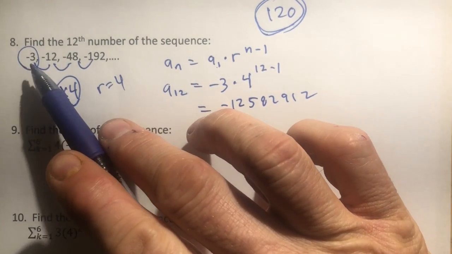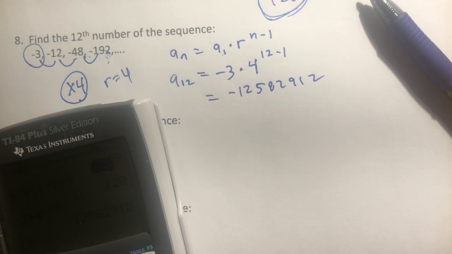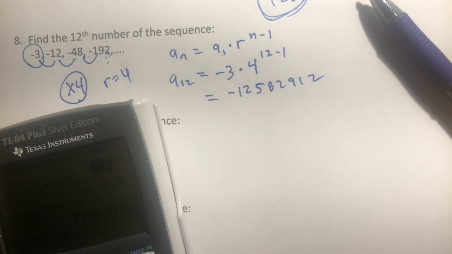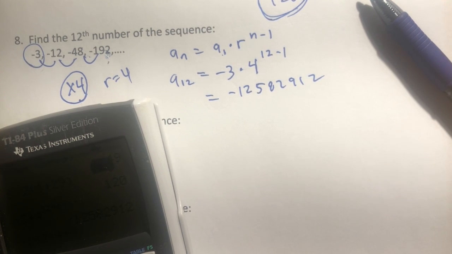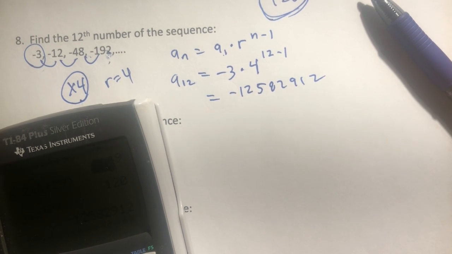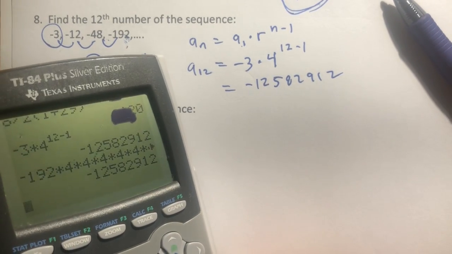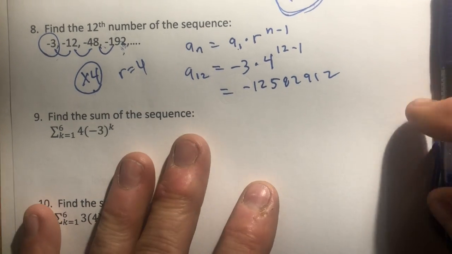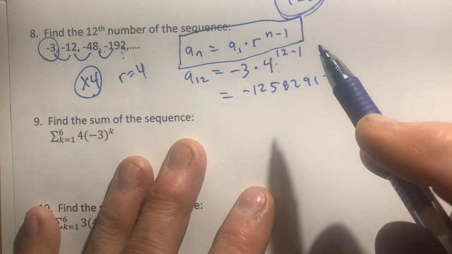Which if I just go, here's 1, 2, 3, here's the 4th one. If I take -192 and multiply by 4, that'd be the 5th one, then the 6th one, 7, 8, 9, 10, 11, 12. And look there, I get the same number. See that? That's the 12th number in this sequence. This is how you find the 12th number, with this formula right here. So maybe write these formulas down so you have them to look at.